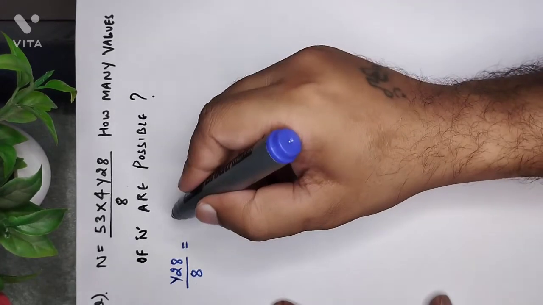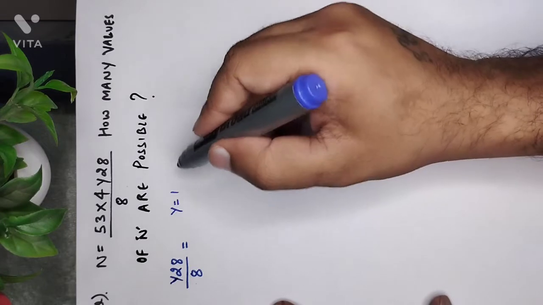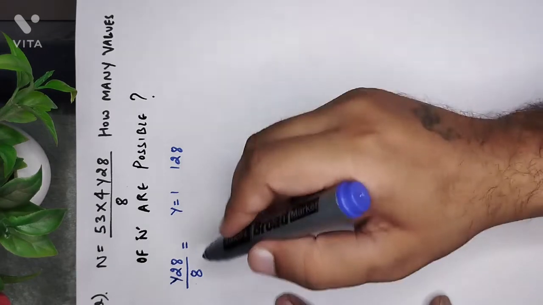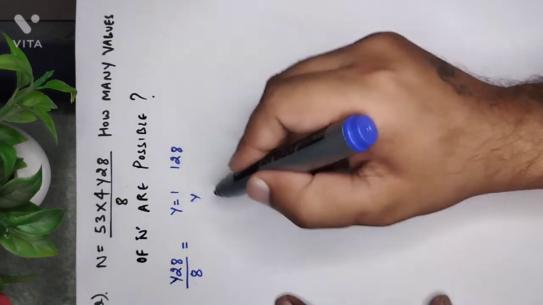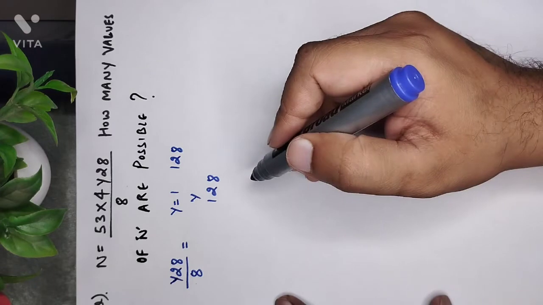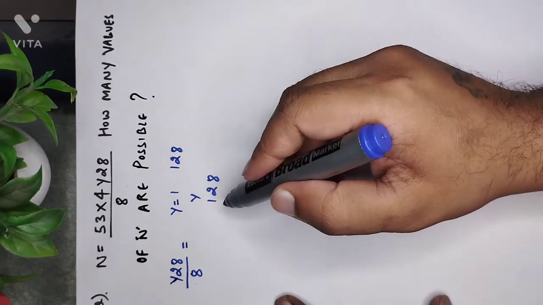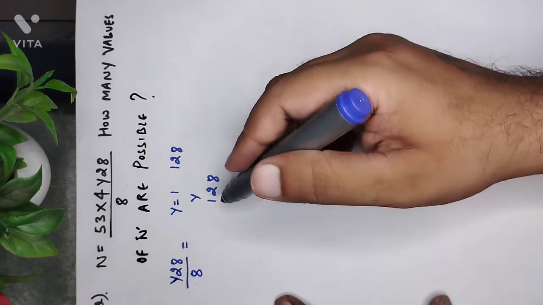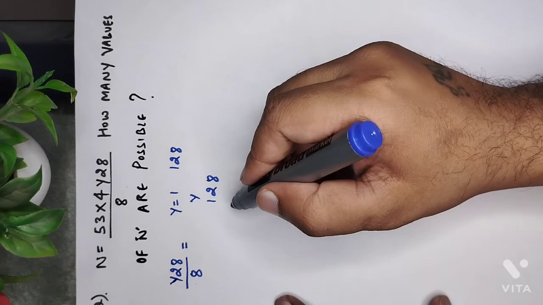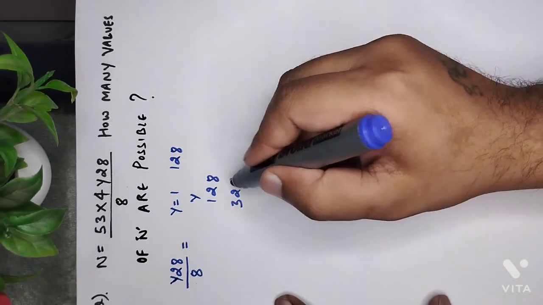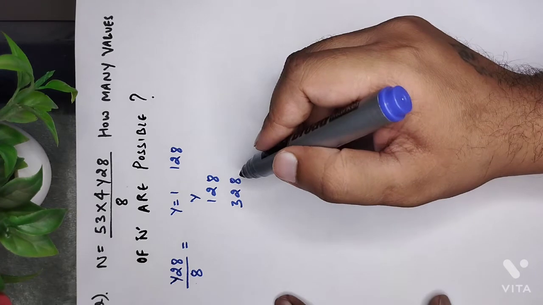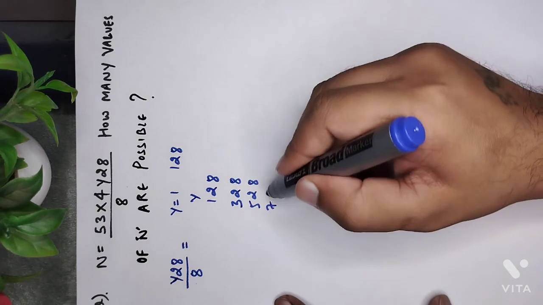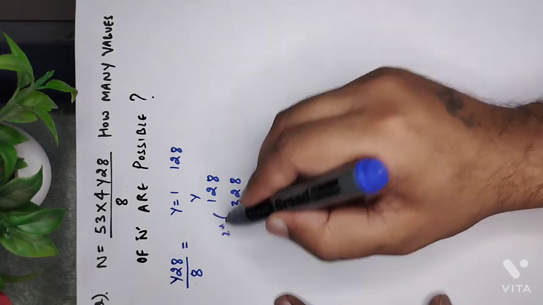If I put y equals 1, I get 128, and this is exactly divisible by 8, so I got one value of y. Another value of y: I know this value works in a pattern of plus 2, so it can be 328. Another possible value of y can be 528, and another should be 728.